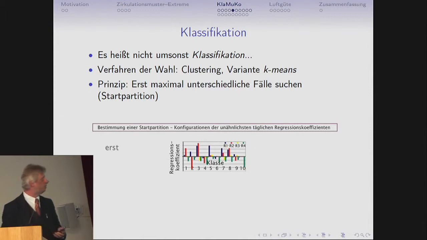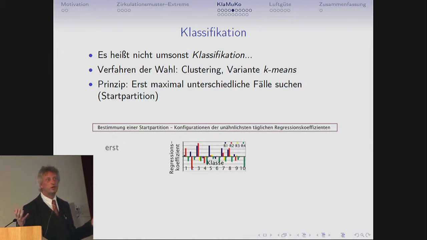But this should be about a classification. Right now we only have four parameters which are successful in describing the temperature, for example, but we have to go further on. We want to have a classification. The choice is a cluster method, so we use a cluster method.